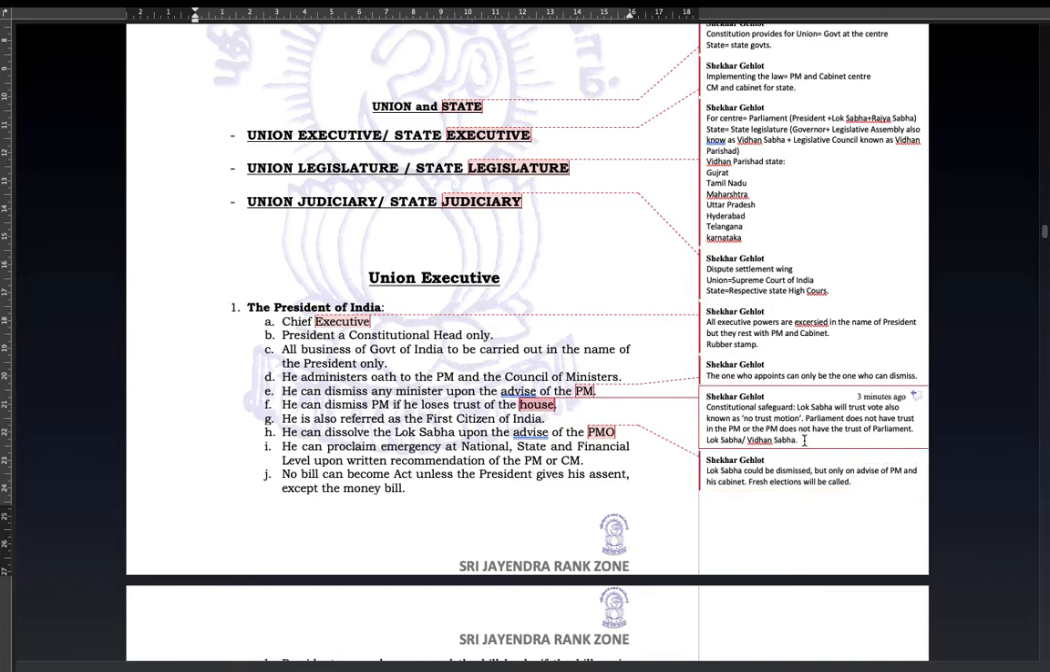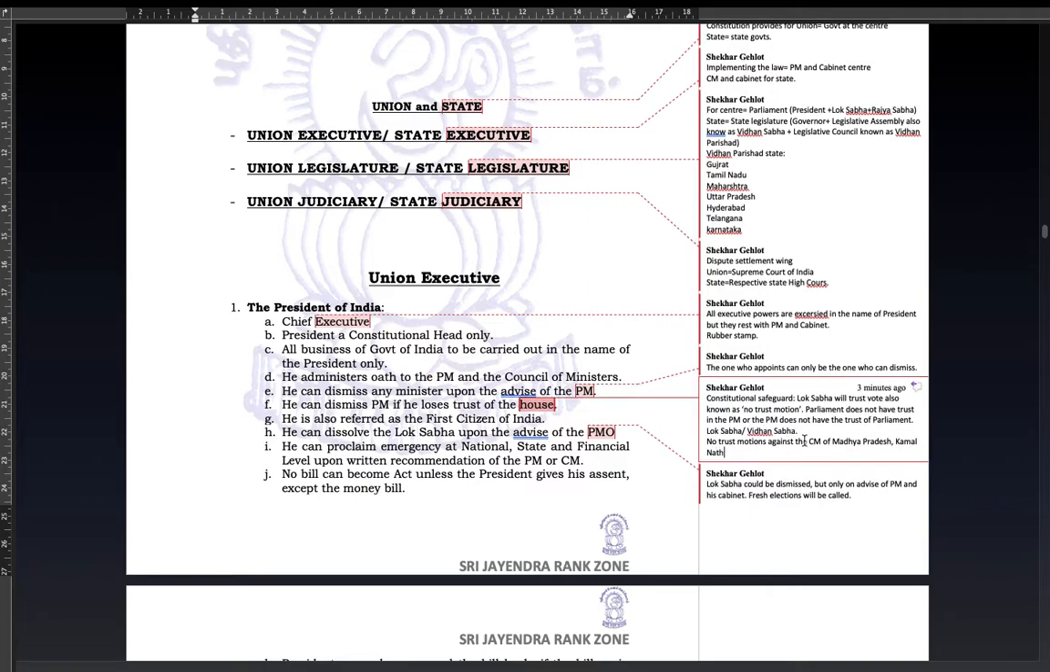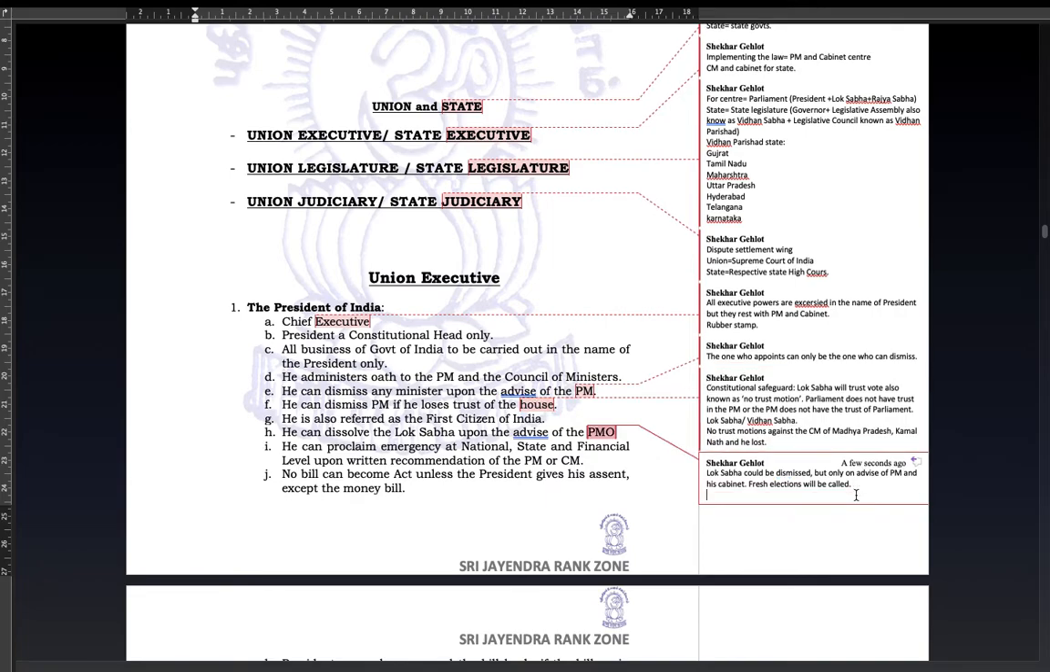Going back to this no trust motion, very recently we saw a no trust motion against the CM of Madhya Pradesh, that is Kamal Nath, and he lost there. He had to give up his government, and the new CM Shivraj Singh Chauhan was sworn in because he now enjoyed the trust of the Vidhan Sabha. Okay, fresh elections will be called.